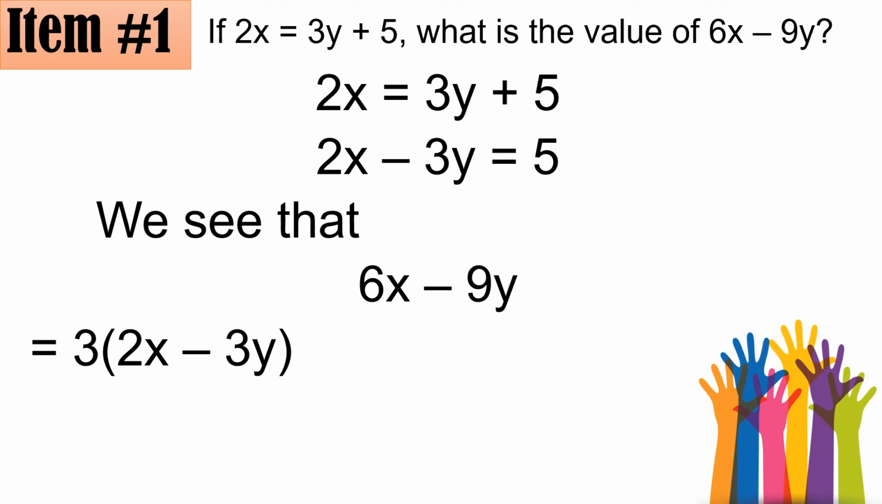Sensya na po, napaos ng konti. Pero ano po yung value ng 2x minus 3y? Ang value nito ay 5, di po ba? That's why by substitution, 3 times 5 equals 15. I'm sure iba po yung technique ng iba. Siguro yung iba nag-trial and error.